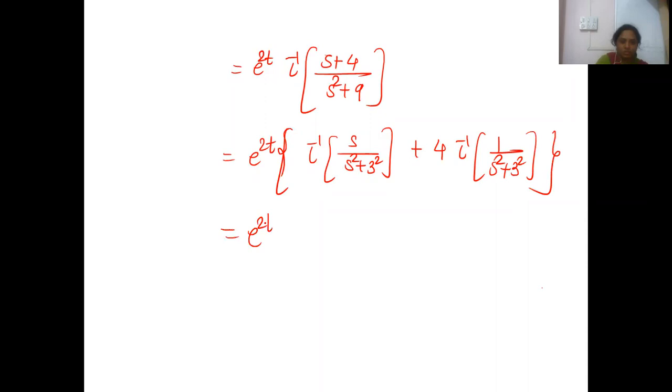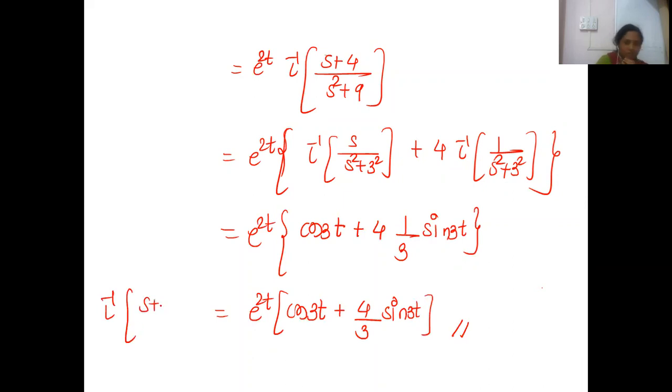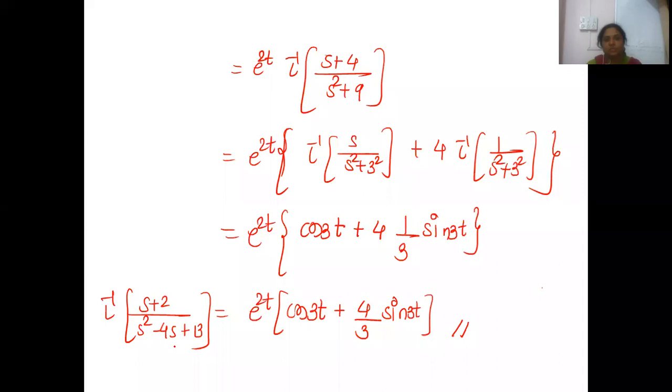So it is e raised to 2t. And what is this? Cos 3t. Very good. Plus 4 is there, and 1 upon 3 into sine 3t. The answer is e raised to 2t into cos 3t plus 4 by 3 sine 3t, and done. This is your Laplace inverse of s plus 2 upon s square minus 4s plus 13. Do you understand now? Try to write it as s minus or s plus in first shift, and if it comes in first shift, you can easily solve.